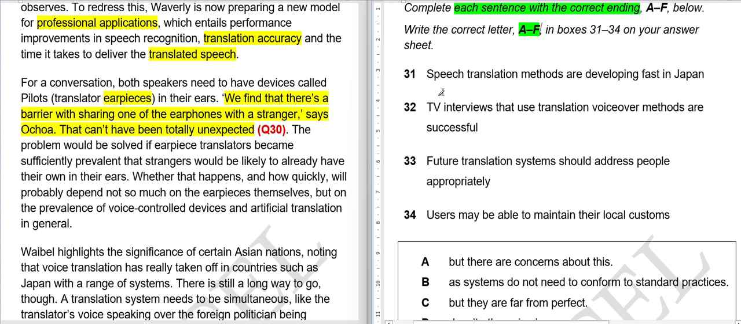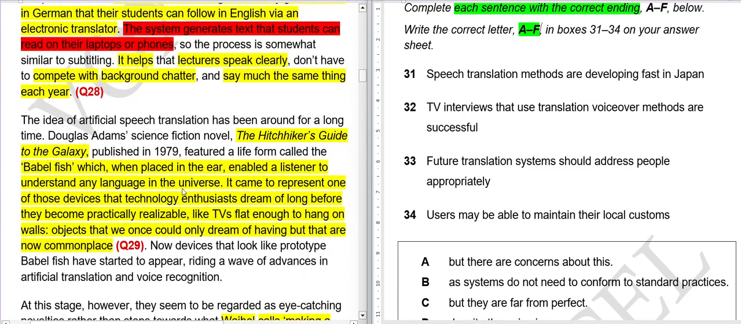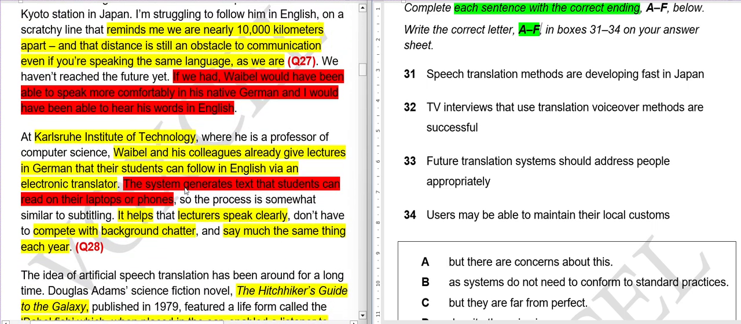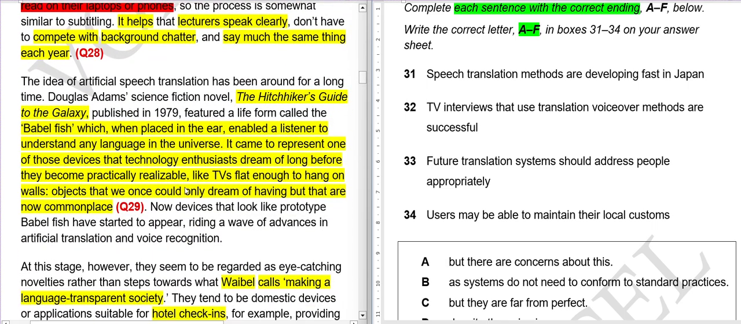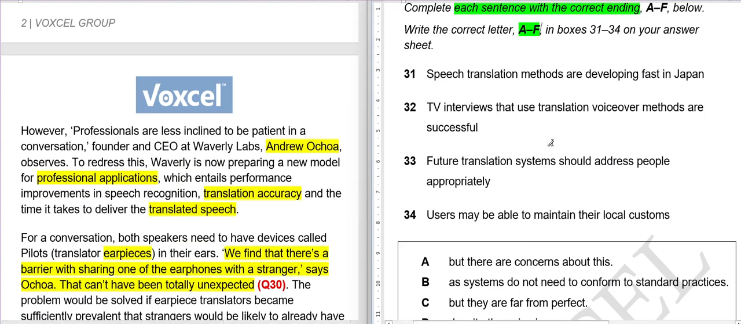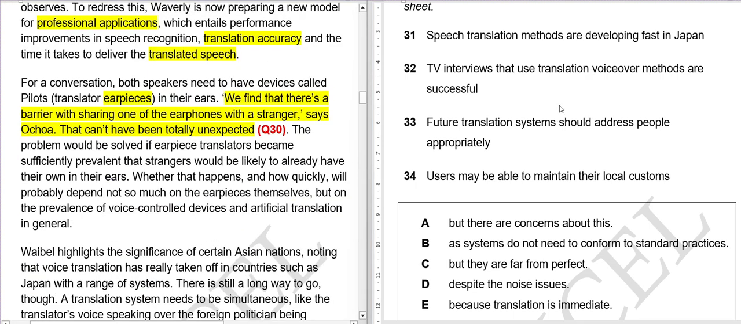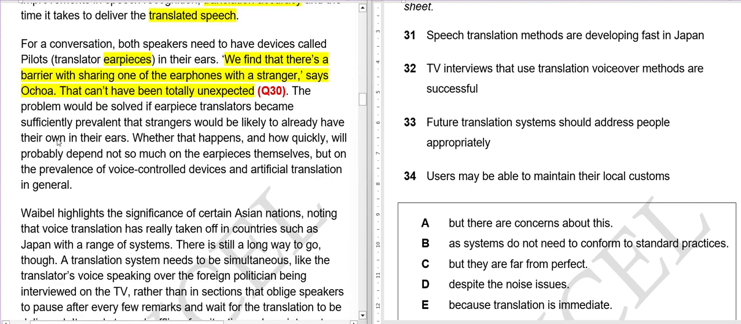So 31st, speech translation methods are developing fast in Japan. We haven't read anything about Japan, obviously. So we have just read that somewhere about here we have read in Japan or things like that. Oh, sorry about that. So we haven't read anything about that. So I don't think so. So we'll continue forward. So again, just reading the question. Speech translation methods are developing fast in Japan. So let's see. So we'll move forward. The problem would be solved.